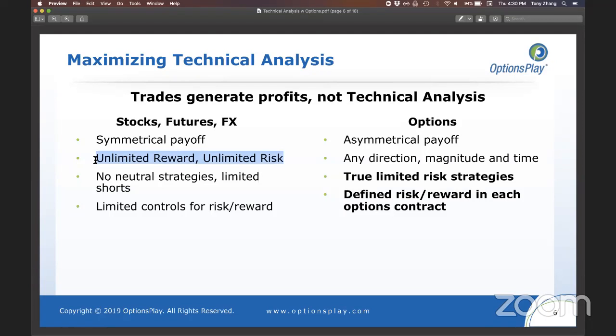There are some limitations to this approach, because when you're trading stocks, futures, or FX, there's no such thing as neutral strategies, meaning if you feel that a stock's not going to move, there's really nothing you can do. You can simply sit on the sidelines and wait until you think there's going to be a big move. Also, you have limited opportunities to short, because you can't short every stock. There are margin requirements to short a stock, and you have to pay margin interest to hold that short. These are all limitations that many times prevent you from shorting something, which means you can really only trade in one direction. So you have a lot of limitations when trading these types of markets.